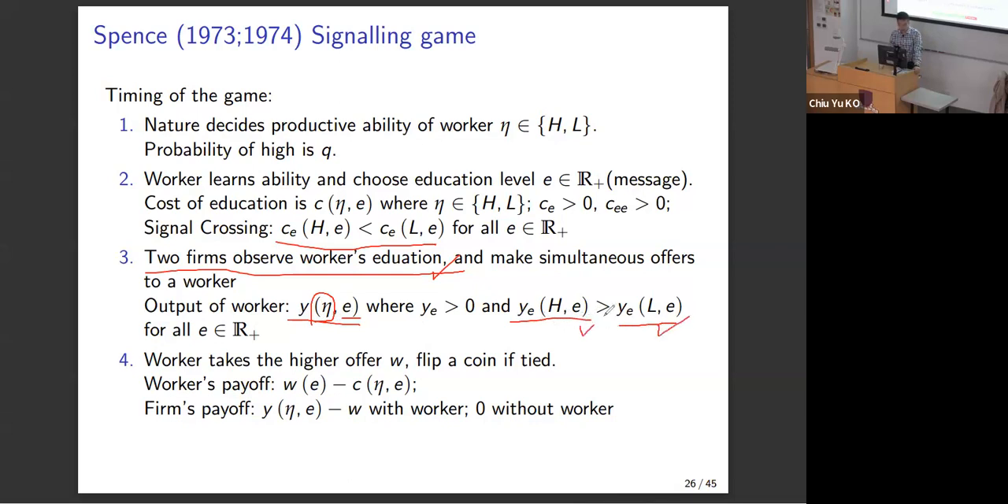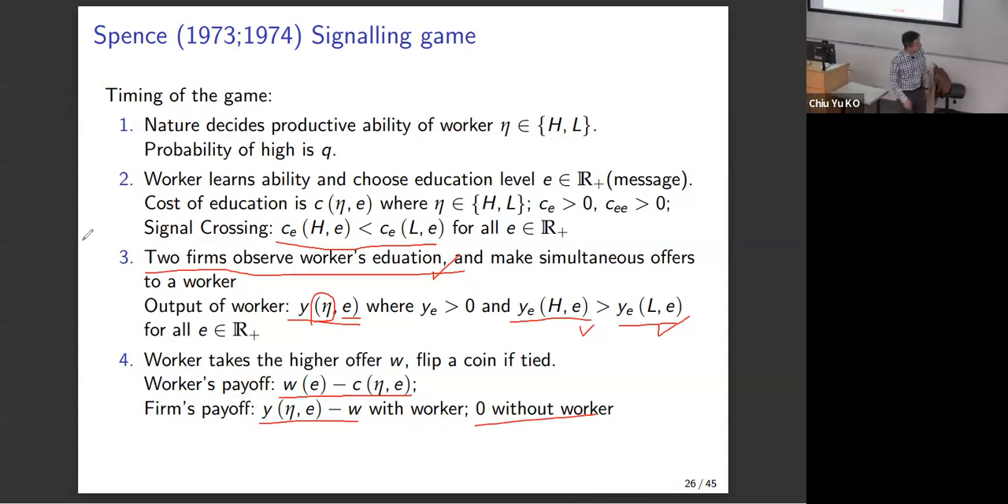That's what it means, right? The last one. Worker is just wage minus cost, and firm is just production minus wage. If you don't have a worker, you have zero. So that is the setup, okay?